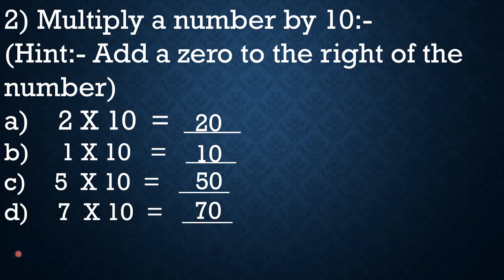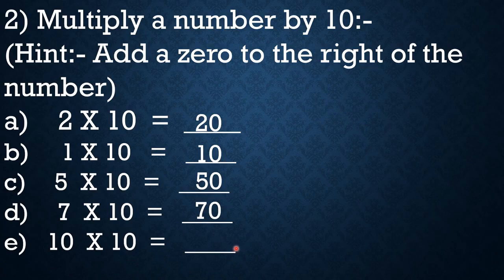Now in E part, the number given is 10, and we have to multiply it by 10. So 10 is the number, so we will add one more 0 to the right of this number. So 10 and 1 0 more, it becomes 100. So our answer is 100.